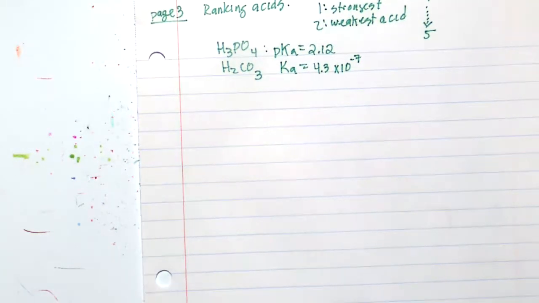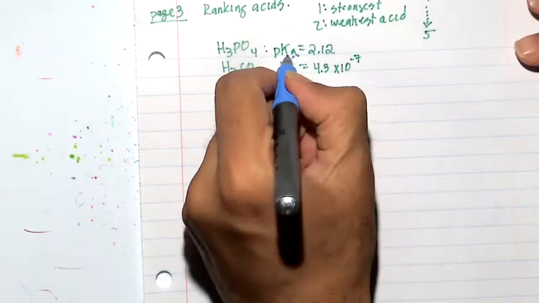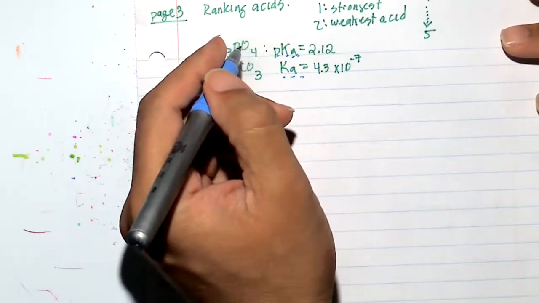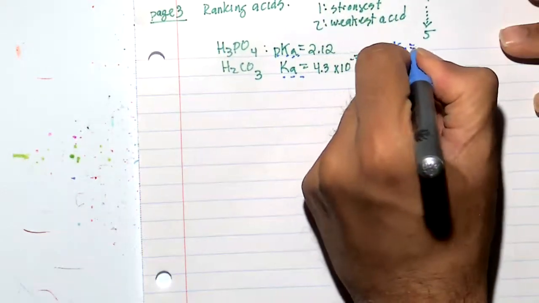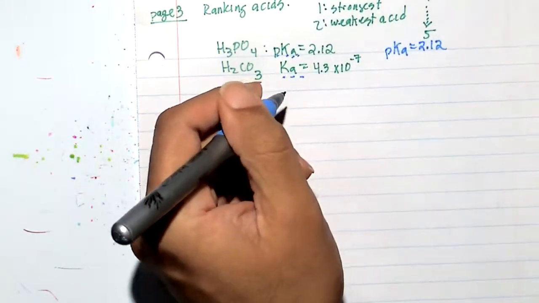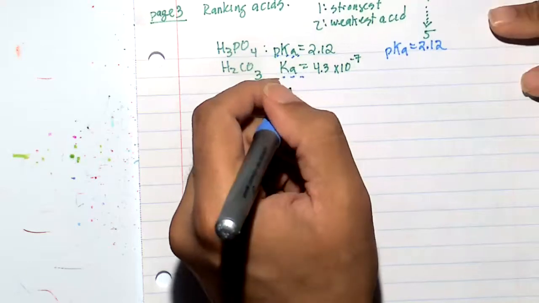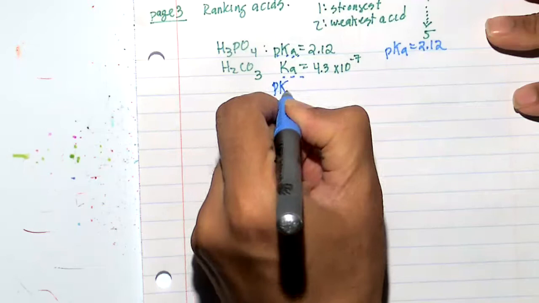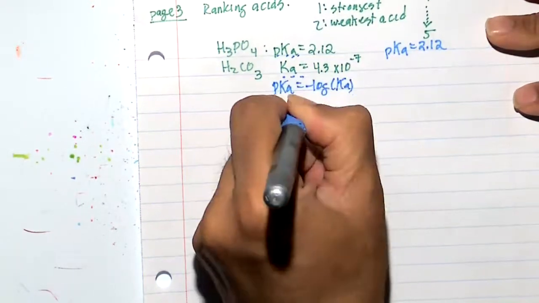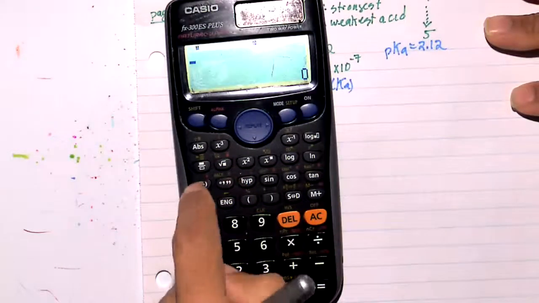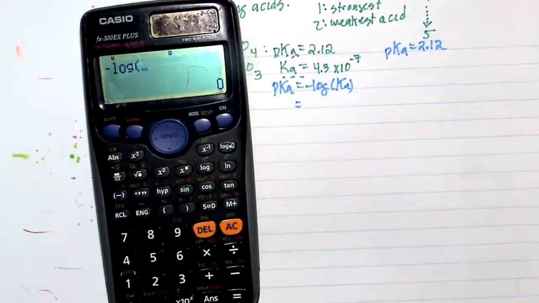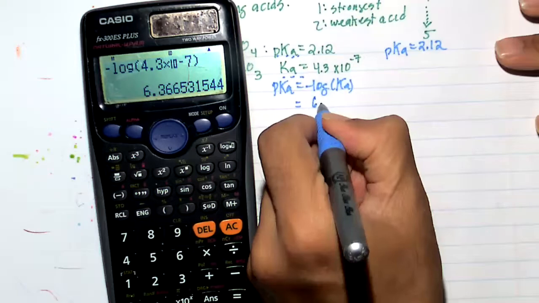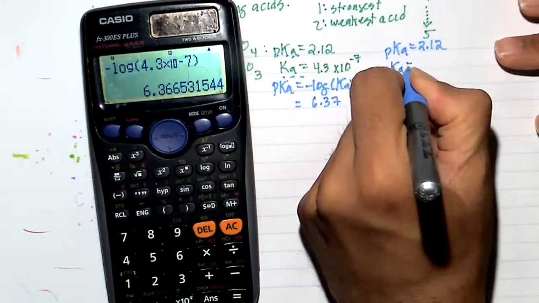Or ranking them, first thing I would do is get them into the same metric, either all in pKa's or all into Kas. So let's get them all into pKa. So pKa here is 2.12. Or I could get them all into Kas. Just get them into the common metric. So I'm going to convert this to pKa. pKa is minus the log of Ka. So Ka is 4.3 times 10 to the minus 7, and that's 6.37. So here we have a pKa of 6.37.